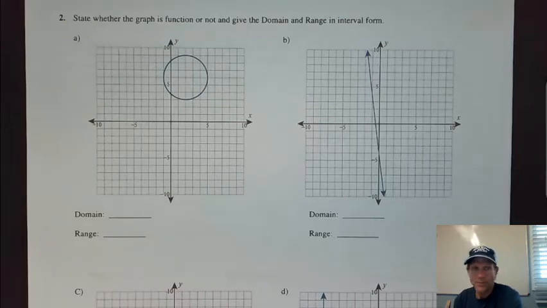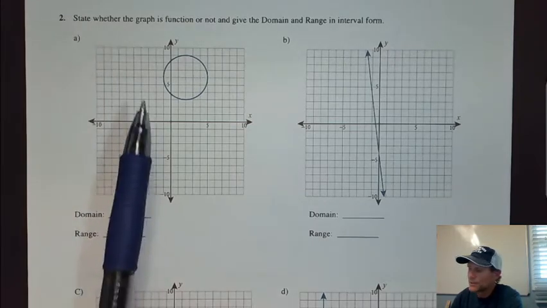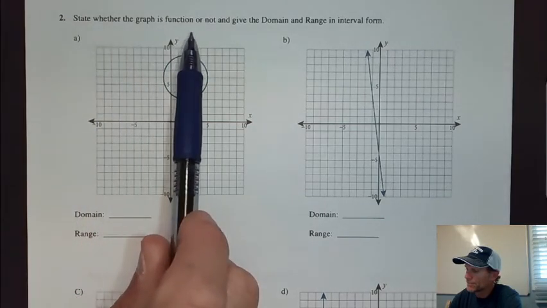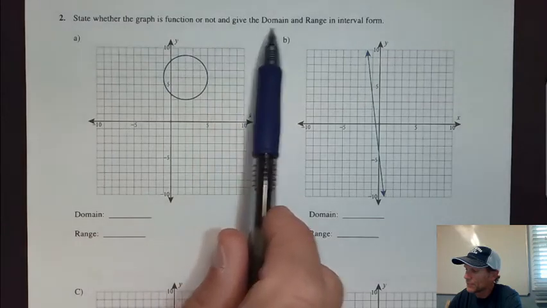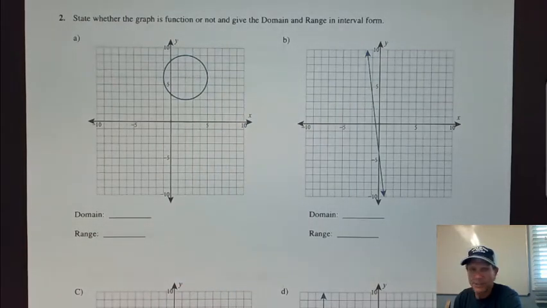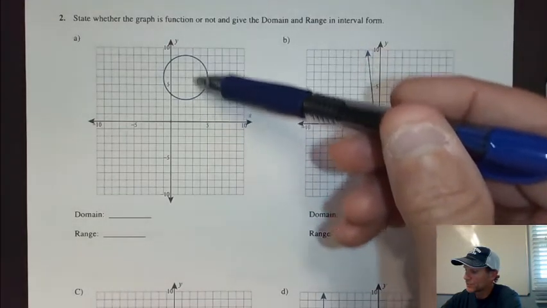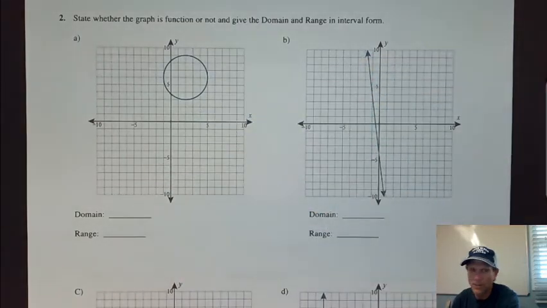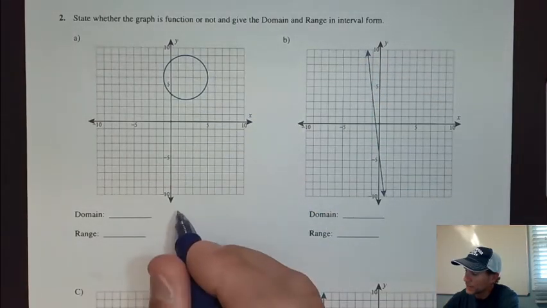Moving on with 8.5, it says state whether the graph is a function or not and give the domain and range in interval form. Okay. Well, first we can test whether this is a function or not by doing the vertical line test that we learned in problem number 1, and hopefully you can easily see that this would fail the vertical line test, so somewhere we'll have to note that this is not a function.